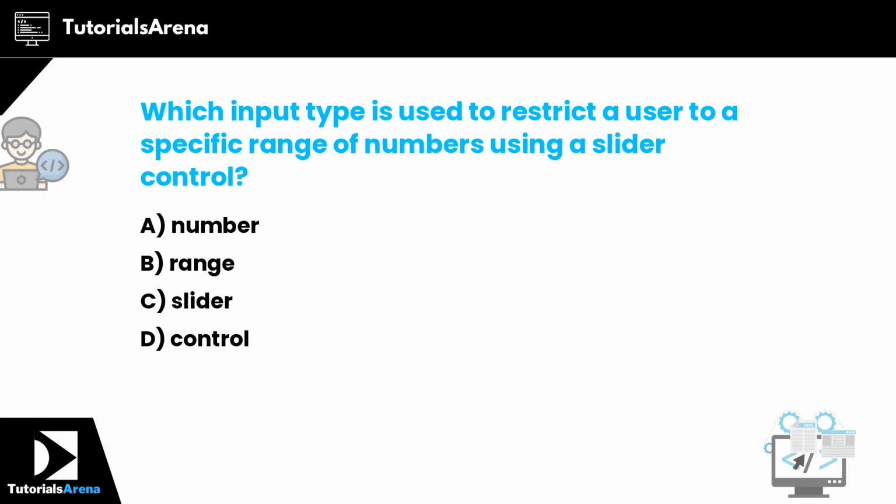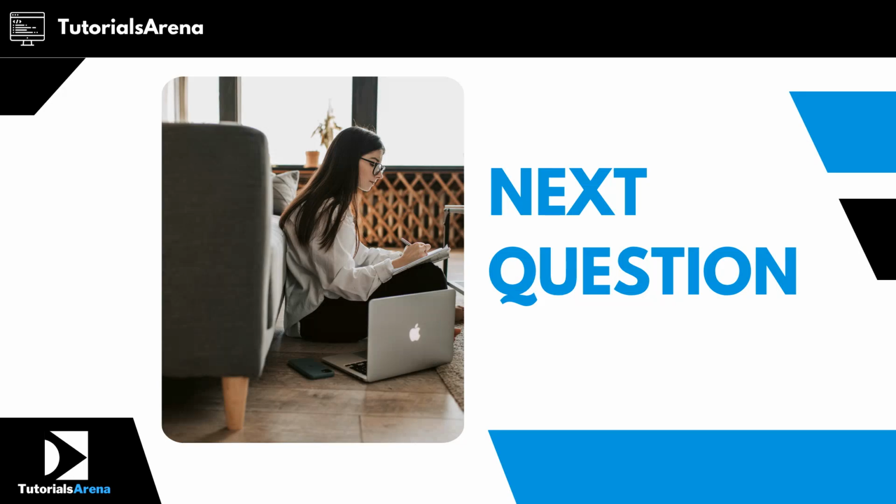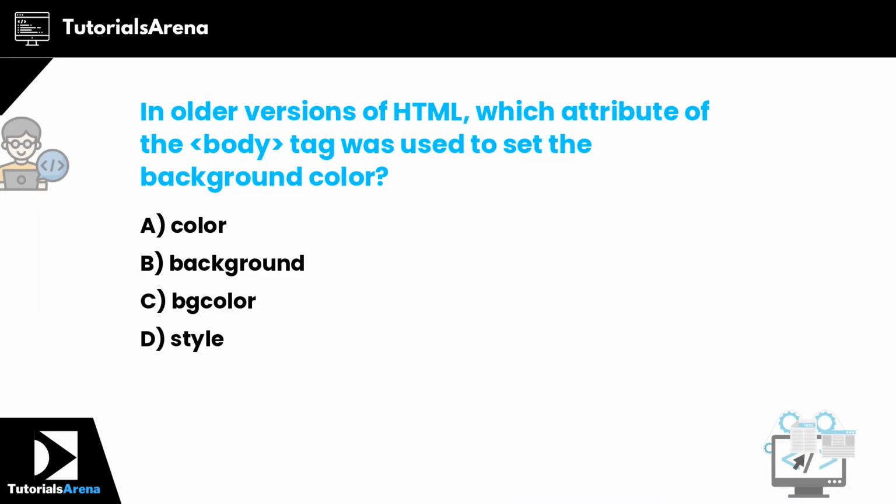Which input type is used to restrict a user to a specific range of numbers using a slider control? The correct answer is option B, range. In older versions of HTML, which attribute of the body tag was used to set the background color? The correct answer is option C, color.